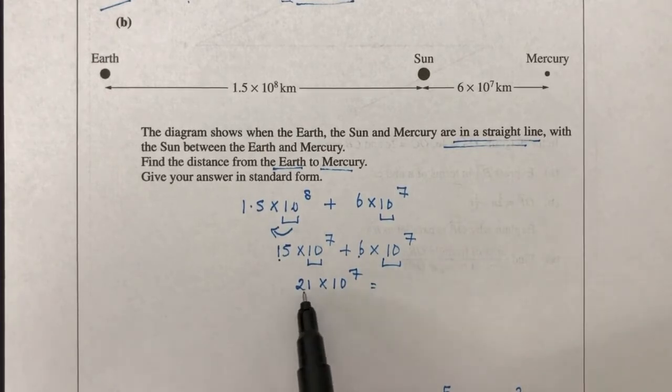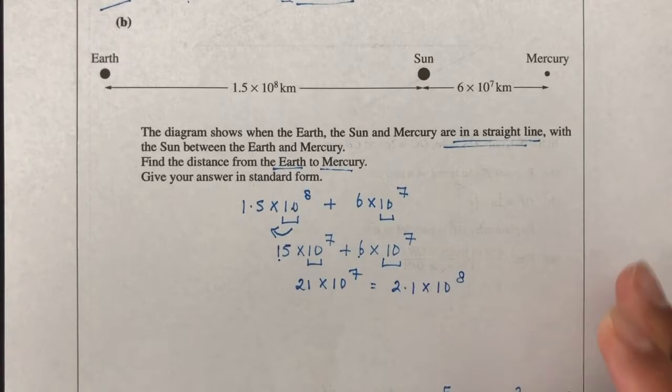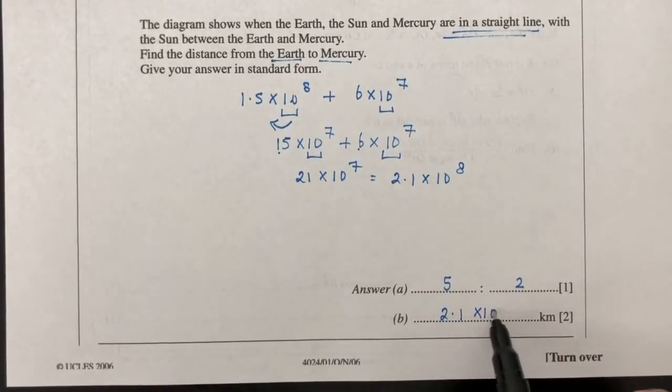Now your answer needs to be in standard form. That will be 2.1 times 10 power 8. This is your answer for part B. 2.1 times 10 power 8.